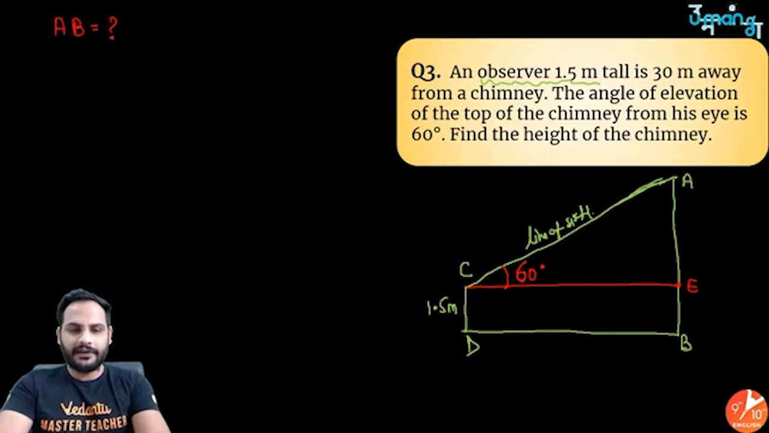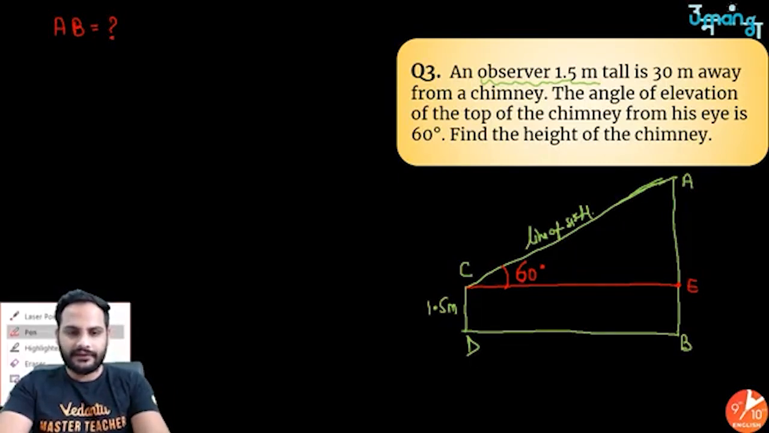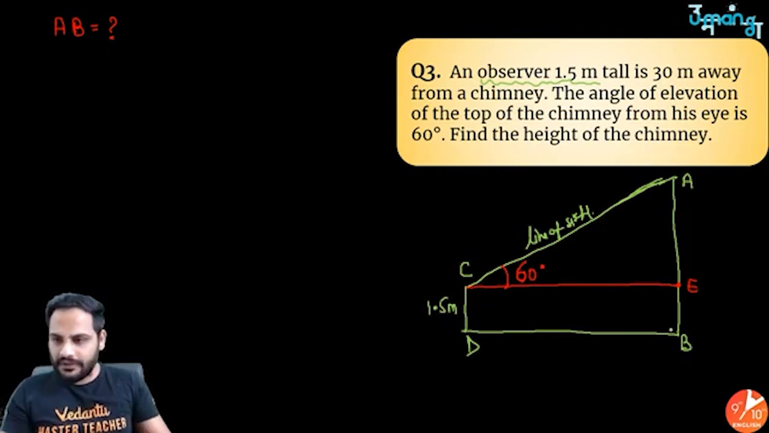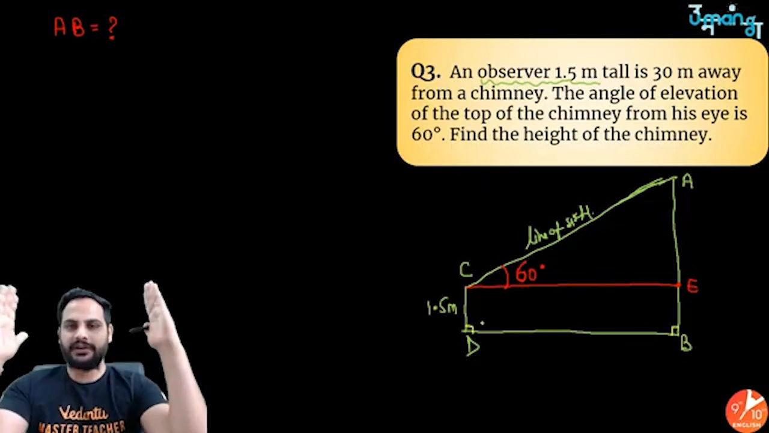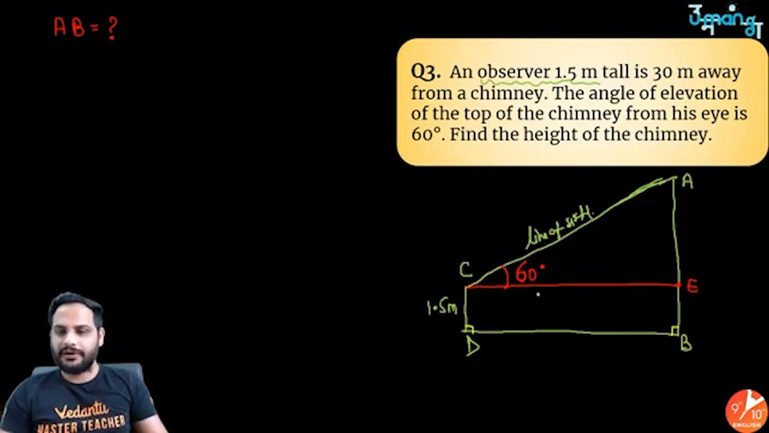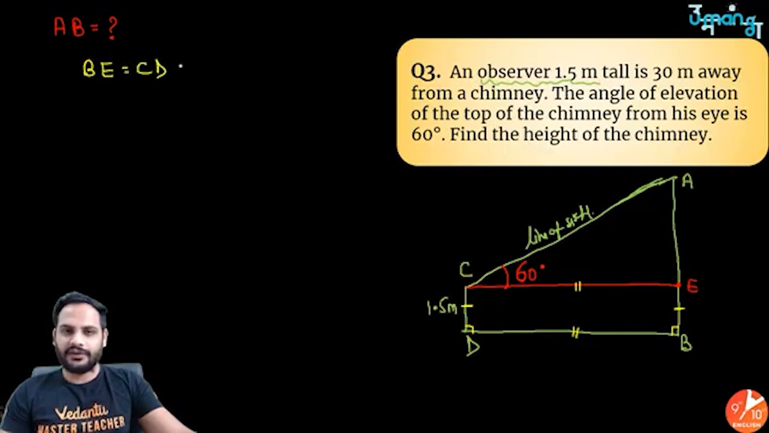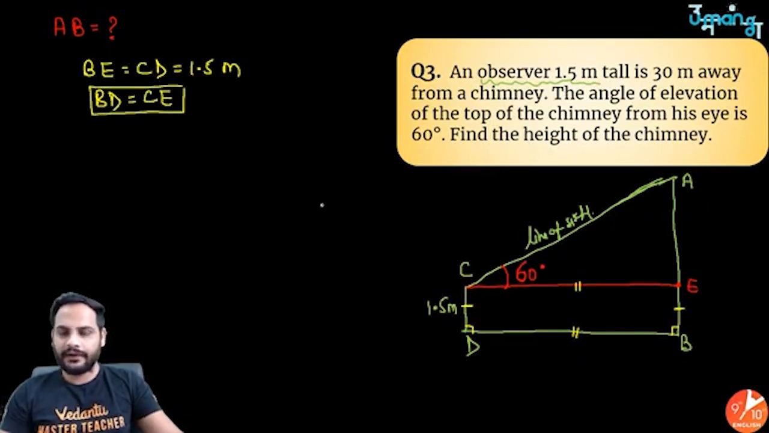First thing I can clearly say, one thing I know for sure, is that BECD is a right angle triangle. This part is 90 degrees here, this is also 90, perpendicular. Vertical lines and horizontal lines are perpendicular. So all are perpendicular to each other, so this is a rectangle. So CD and BE will be equal, CE and BD will be equal. So BE is equal to CD, both are equal to 1.5 meter. And then BD is equal to CE, the length I don't know. So if CD is 1.5 meter, BE also is 1.5 meter.